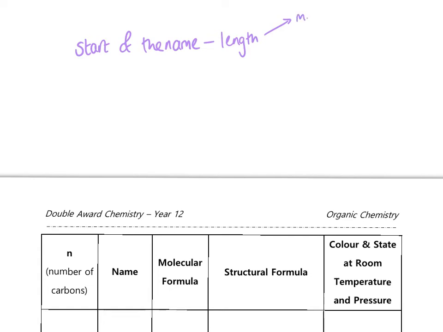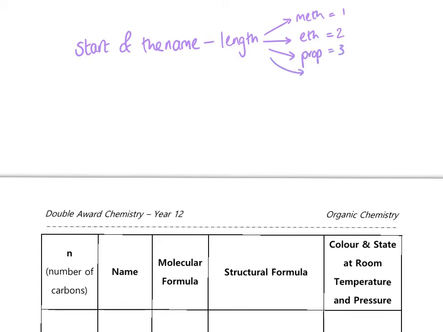So for example, meth, how many carbons is that? 1. If there's 2 carbons in the chain, what's the start of the name? Eth. If there's 3 carbons in the chain, that's prop.